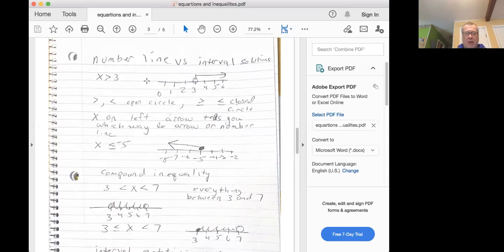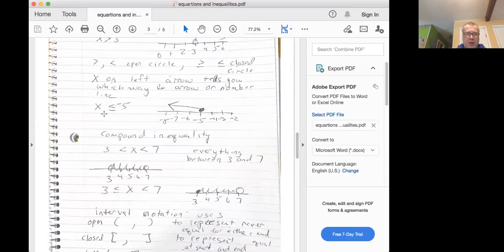Okay? If the x ends up on the right, then you arrow in the opposite direction. So if I take a look at this one, x is less than or equal to minus 5. Since x is on the left side, this arrow points to the left. So that means I'm going to arrow to the left. So I make a closed circle at minus 5 because it's less than or equal to, and then I arrow to the left.